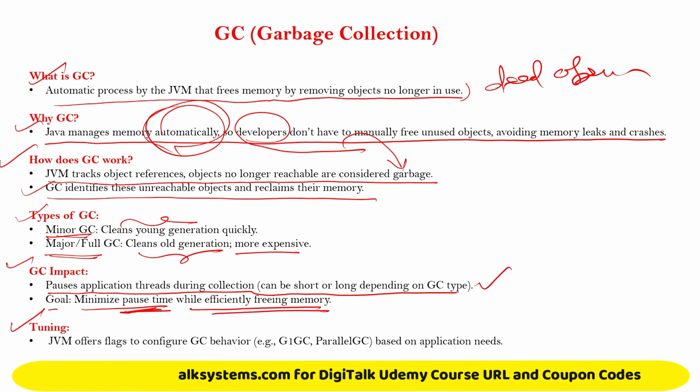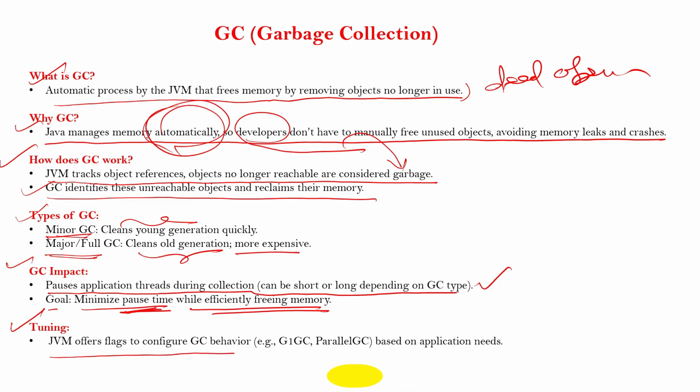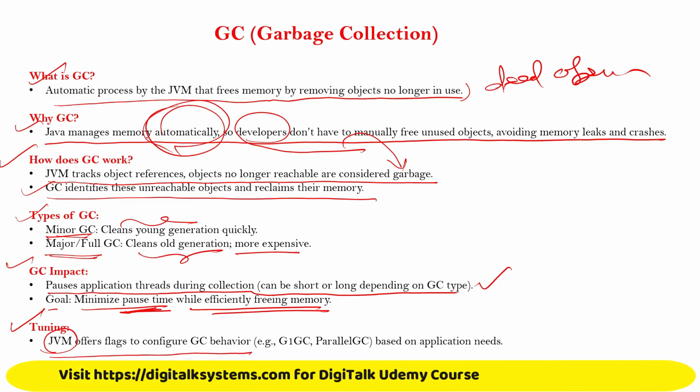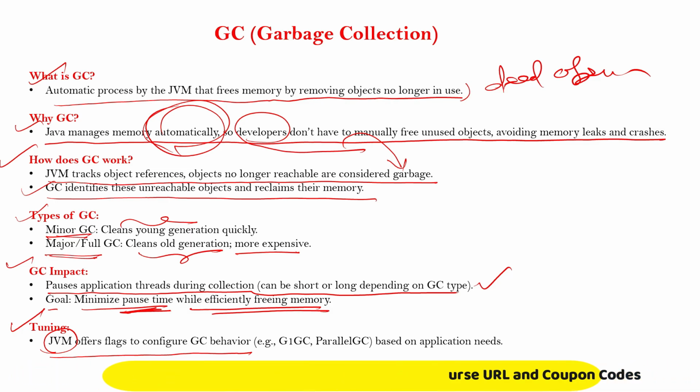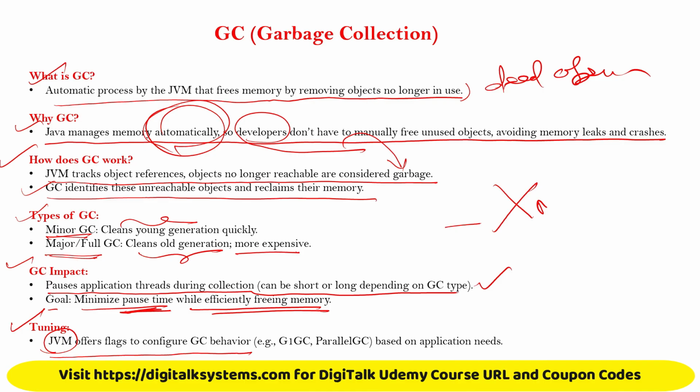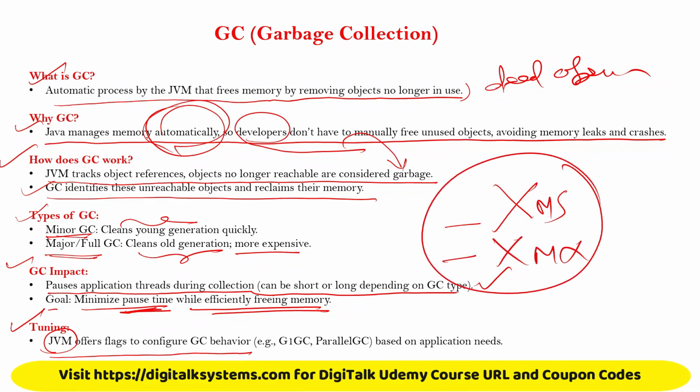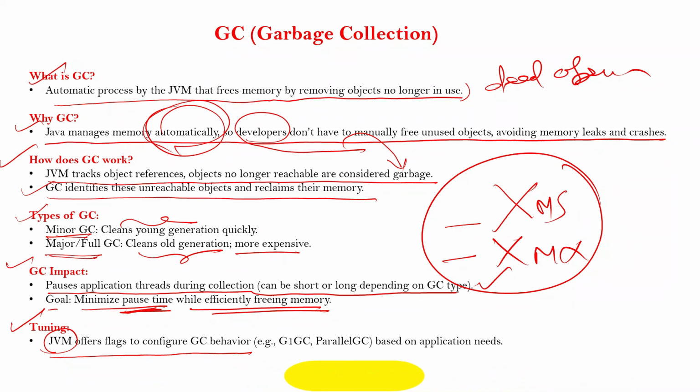Okay, when we do tuning, the JVM offers flags to configure GC behavior. Whenever we tune the JVM, it depends on which JVM we are using. There are a lot of JVM vendors, from Oracle, an open source JVM, and OpenJ9 from IBM. Depending on the vendor, you may have different Java flags. Like the standard ones for memory, Xms and Xmx, to define the minimum and maximum heap size.